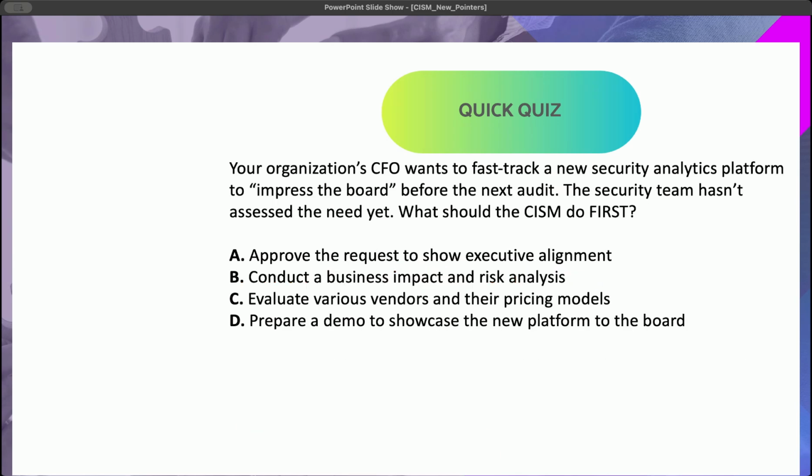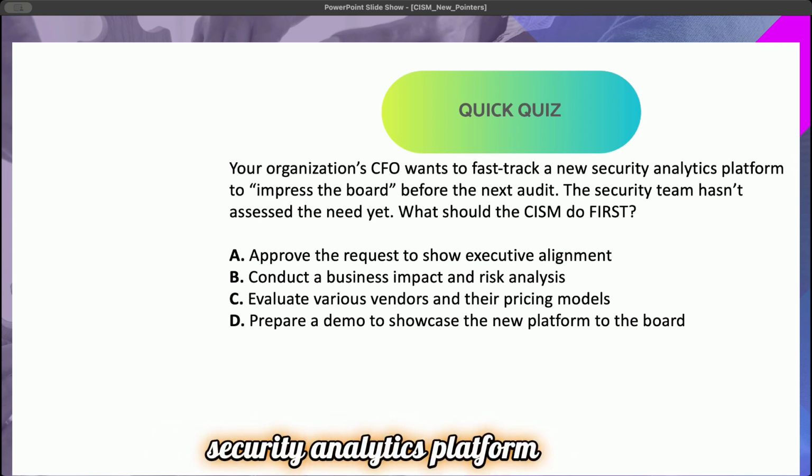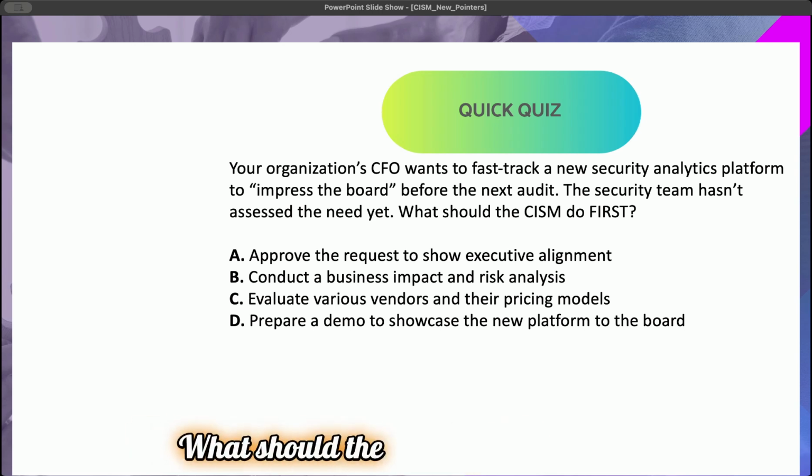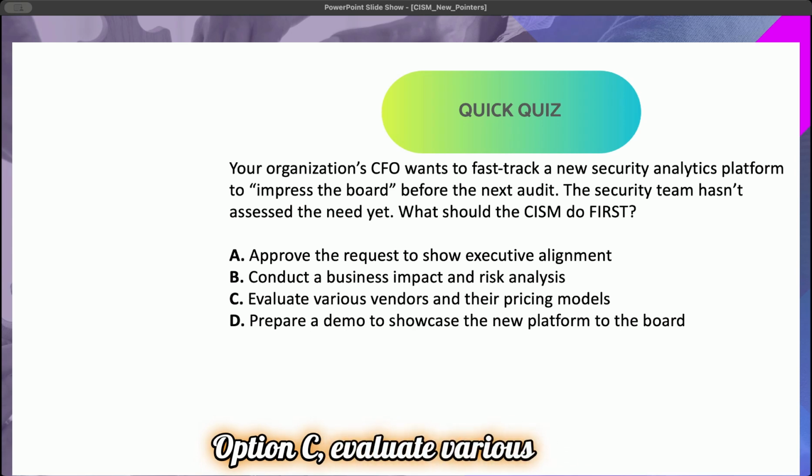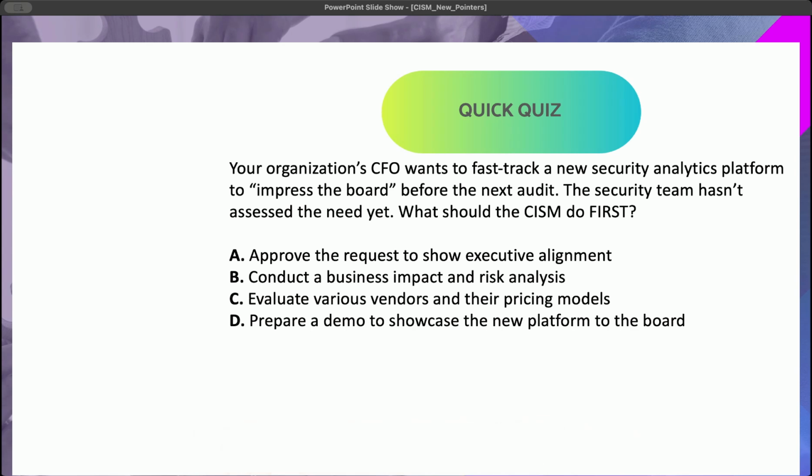Next question. Your organization's CFO wants to fast track a new security analytics platform to impress the board before the next audit. The security team hasn't assessed the need yet. What should the CISM do first? Now, the options are: option A, approve the request to show executive alignment. Option B, conduct a business impact and risk analysis. Option C, evaluate various vendors and their pricing models. And option D, prepare a demo to showcase the new platform to the board.